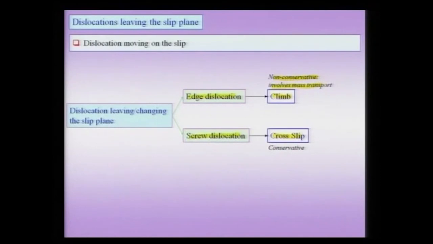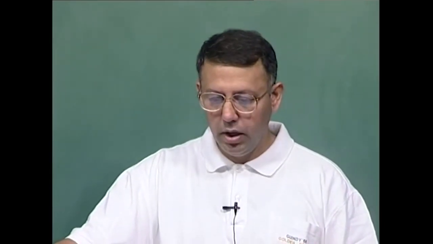These processes are very, very important as far as plastic deformation goes, because if a dislocation moving on its slip plane gets stuck at some obstacle, then further plastic deformation by further motion of the dislocation would not be possible. And then if stress is sufficient, some of the other processes like cross slip or climb can take place, thus causing the continued motion of the dislocation. Of course, we have to remember that in the case of the edge dislocation, the process of climb also needs sufficient temperature for mass transport to take place. So, what is meant by the climb of an edge dislocation?